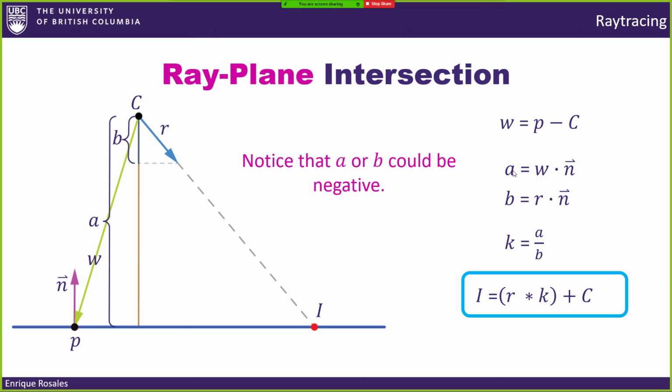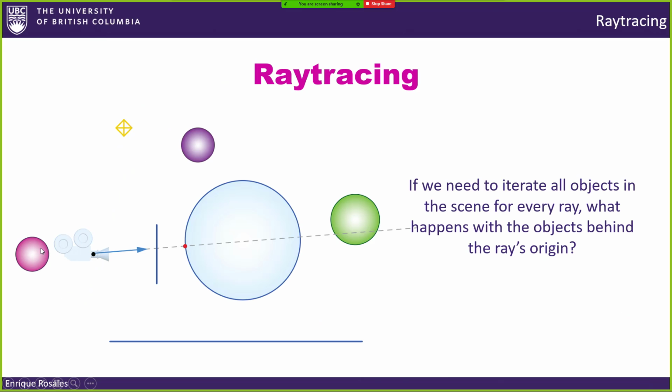The thing is, depending on where the plane is and where the origin of the ray is, you can have a negative value when an object is basically behind the origin of the ray. Do you agree with that? Good. So what do you think? Is that a problem?